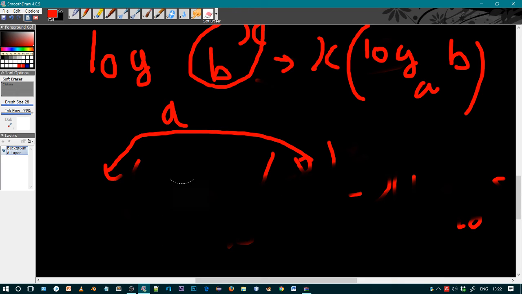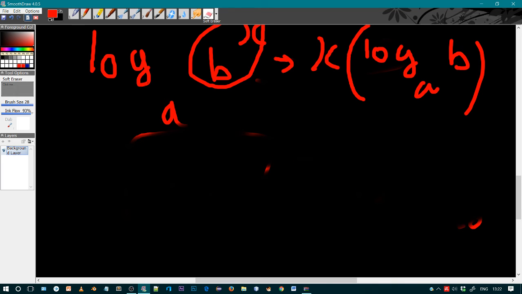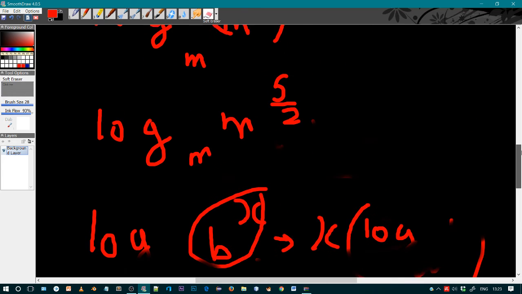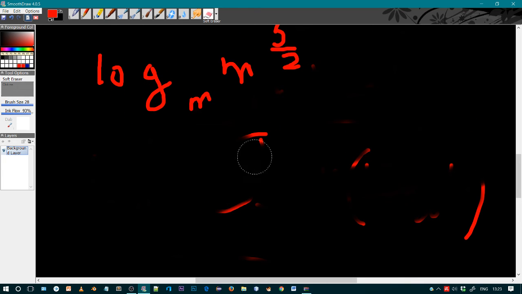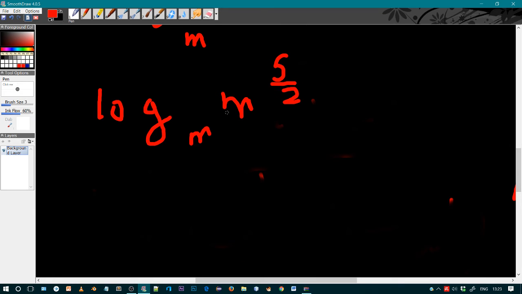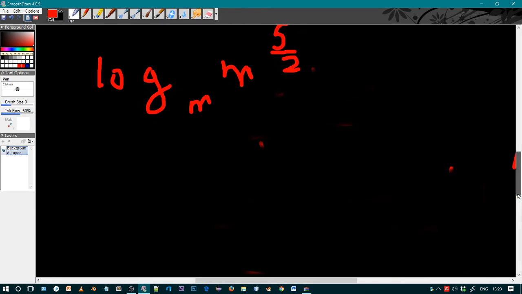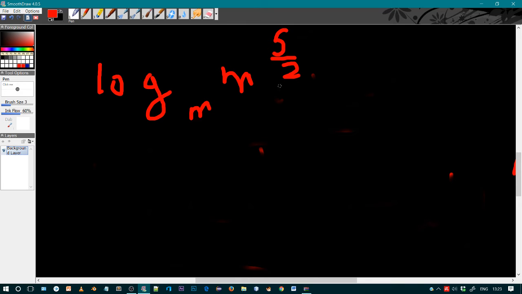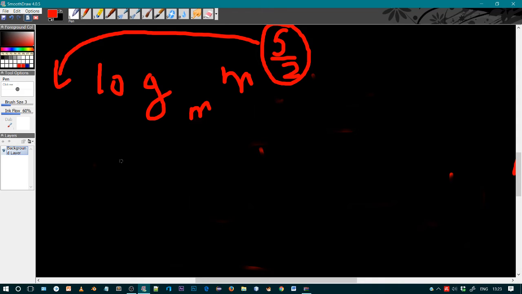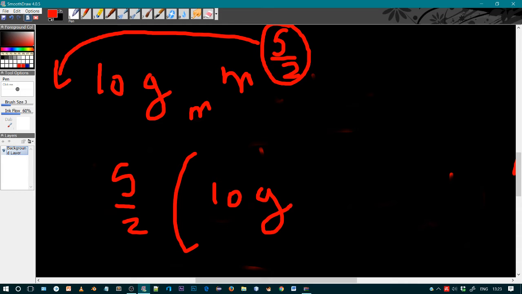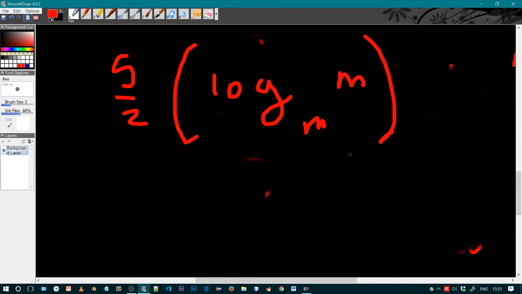So let's go back to that question. I'll erase this real quick. Oh, this eraser, the brush size is full, I can't do it. So log base m of m to the power 5 by 2. We know from the rule before that 5 by 2 is the power. It will go out front and multiply itself. So it will be 5 by 2 into log base m of m, and this is the simplified expression.